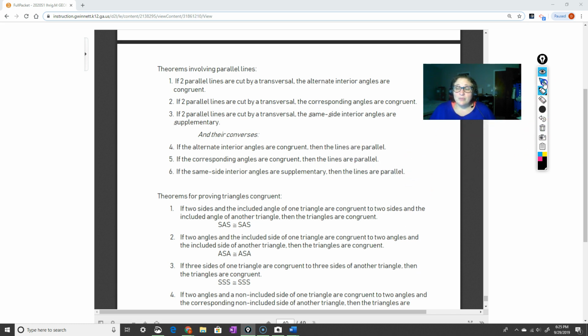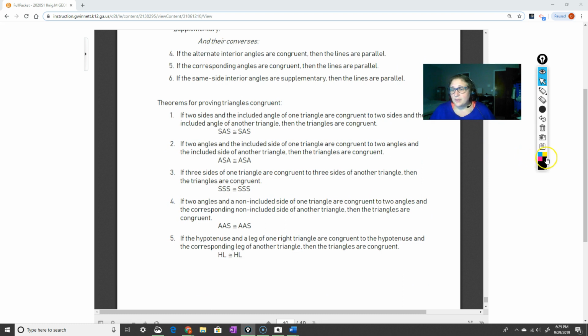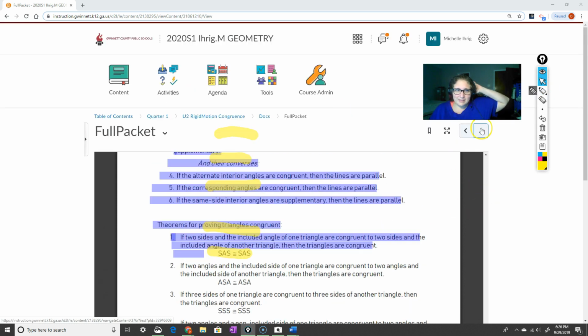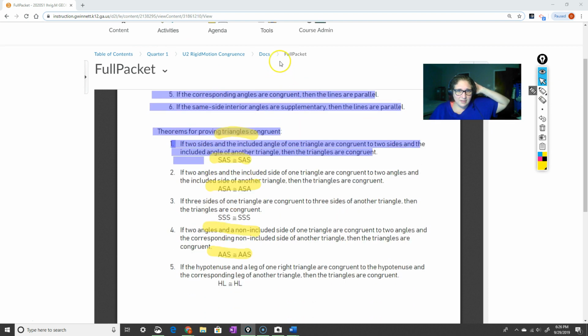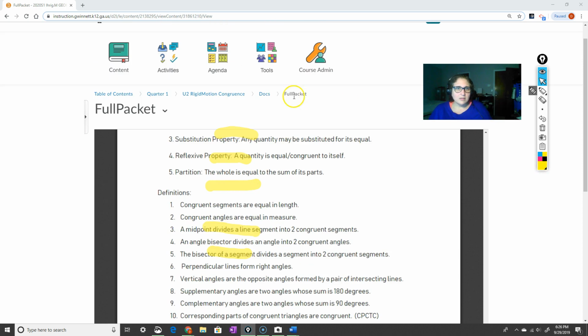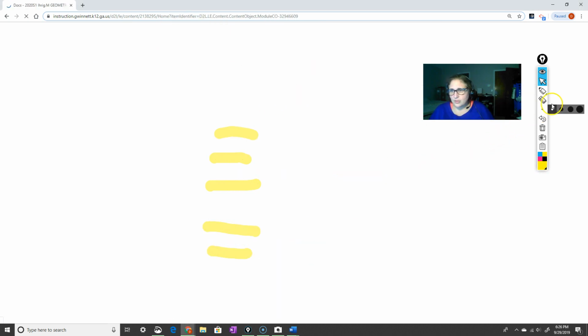You've learned theorems to do the proofs. You've learned side angle side, angle side angle, side side side, angle angle side, and hypotenuse leg. And again, that's right in the content page. So let me see. Is that the last page of my packet? It is. Let's see if I can get to that.